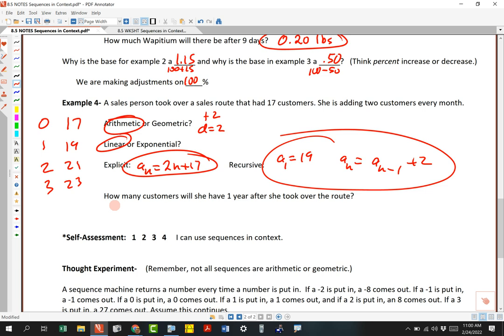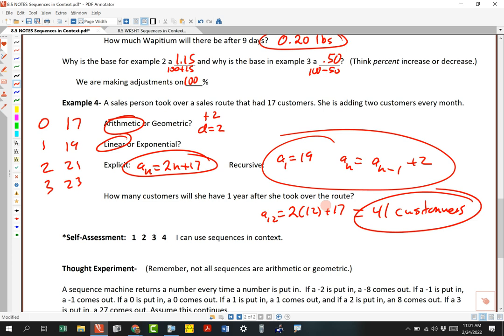What do you think? Plug in 365, that's one idea. Yep. Plug in a 12, anybody else got an idea? Plug in a 52 for 52 weeks. She's adding two customers every single month. How many months in a year? 12. So what are we finding here? We're finding a sub 12. So we're going to plug it in right here. We're going to do 2 times 12 plus 17. Would you figure out how many customers she has? Cooper, what'd you get? 41. 41, and we'll just spell it out here. Customers. Okay, she has 41 customers.